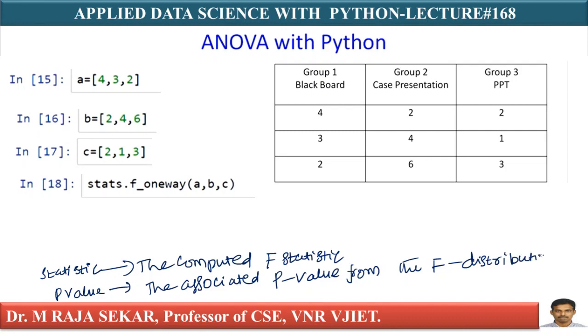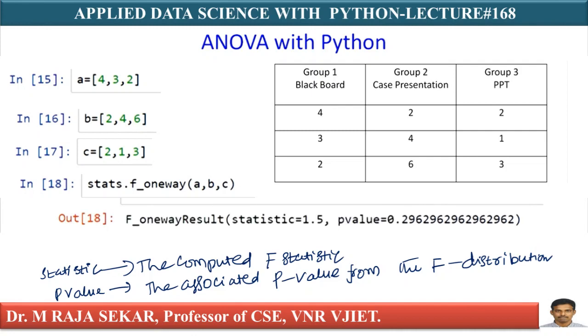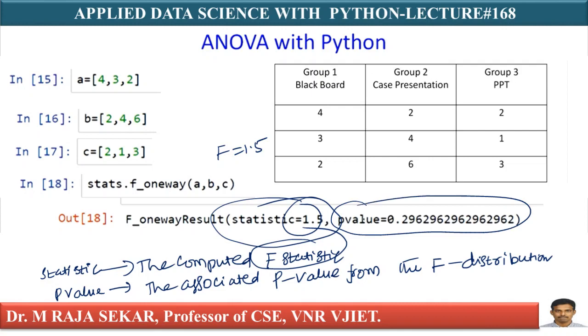Now what happens? Just let me run this one. If you run this one, you will get this F underscore one way result. What is my statistic? My statistic is 1.5. That is F statistic. This is F value. My F value is 1.5. That you must understand. What is my P value? 0.2962, isn't it? That is P value from F distribution.